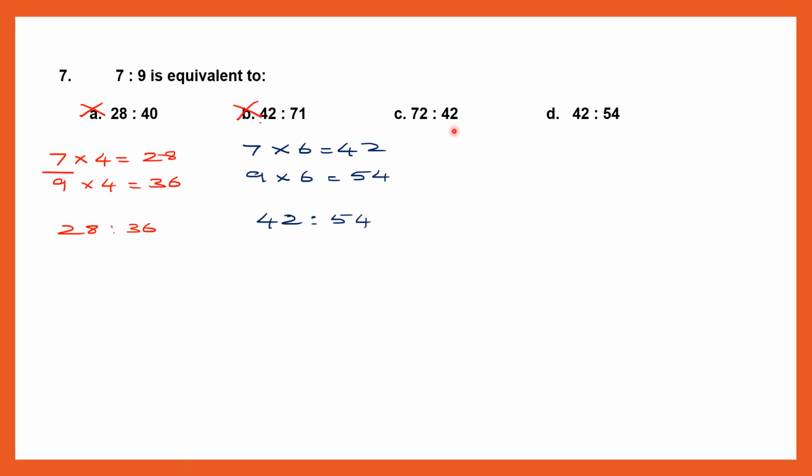72 is to 42. Now 7 into what is 72? Nothing. It doesn't give this at all. So this is also not our answer. That means this is the answer. So let's work that out and see.